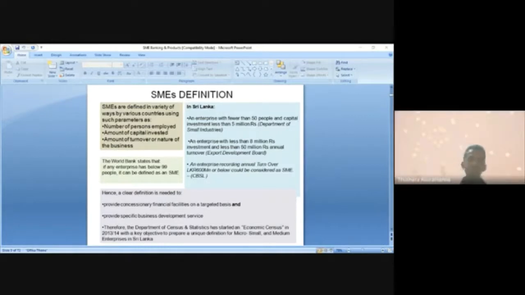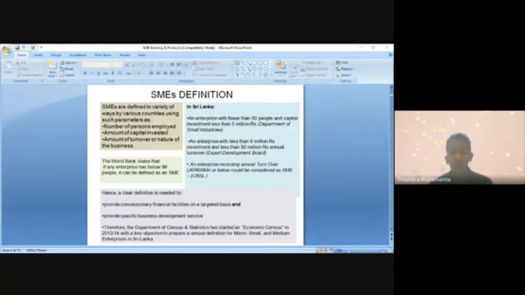Great. Then we also see how the World Bank has defined them. World Bank, sometime back, defined SMEs as any enterprise with less than 99 people; it can be defined as an SME. Okay. Then why do we need to have a definition?